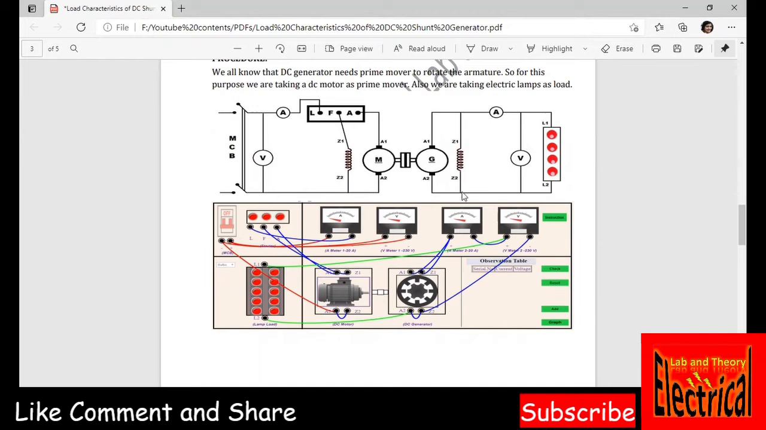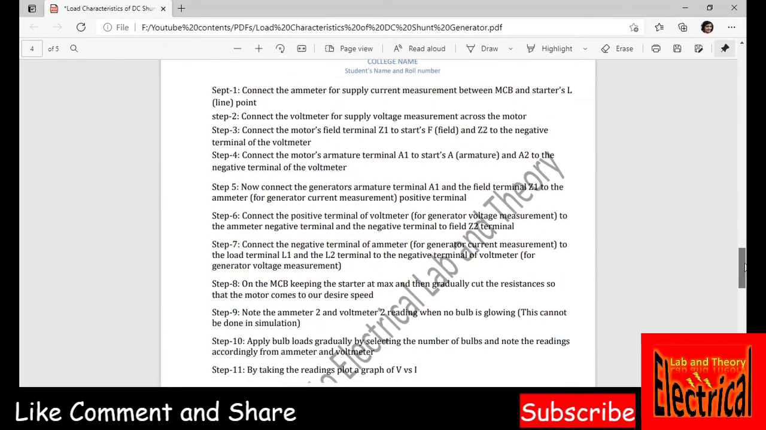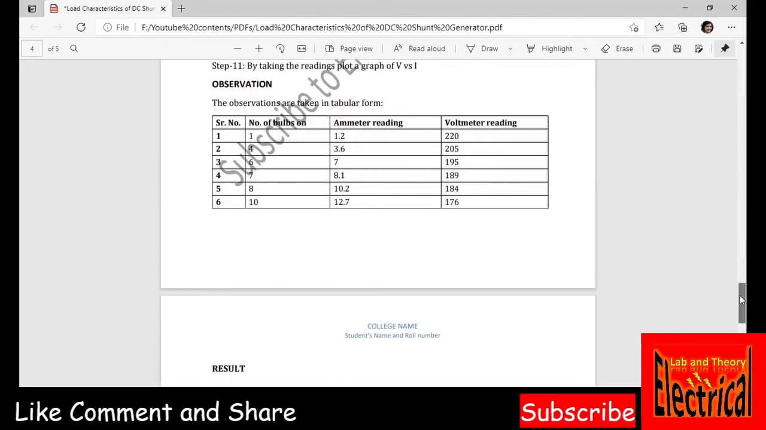And from this Z2 it is connected to V, so that the voltmeter reads the voltage across the generator, and the ammeter reads the load current. Okay, so I think the connection diagram is clear to you all. I have given you the steps for the whole thing that I have explained to you. You can take a screenshot, you can copy from here. Now it is time for the observation table.